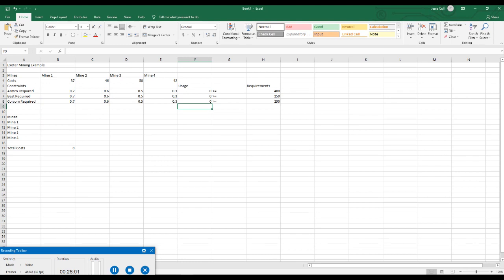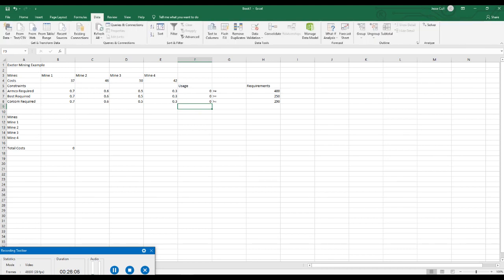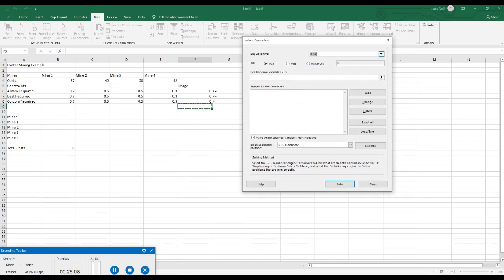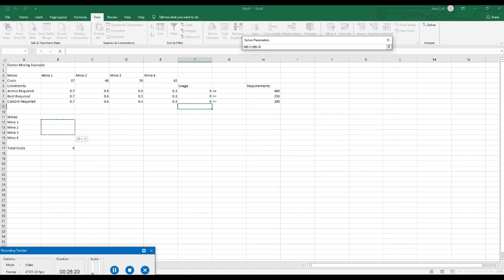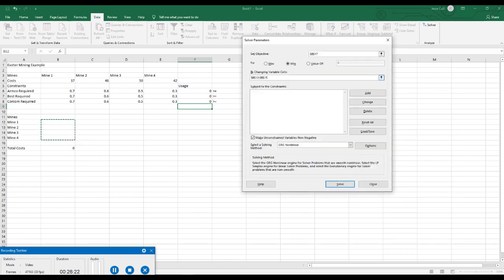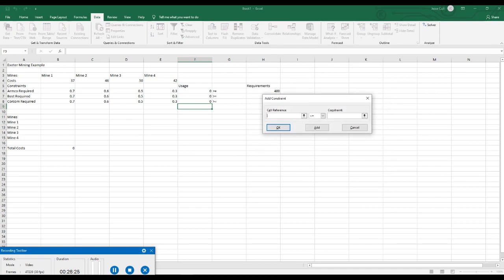Our spreadsheet has been formatted correctly. We click on data and we go over to the solver. Our ultimate goal is found in B17. We're trying to minimize costs. This time we're running computations of not 1 or 2, but 4 cells. We have to add some constraints in. Our usage here must be greater than or equal to H6, 400.